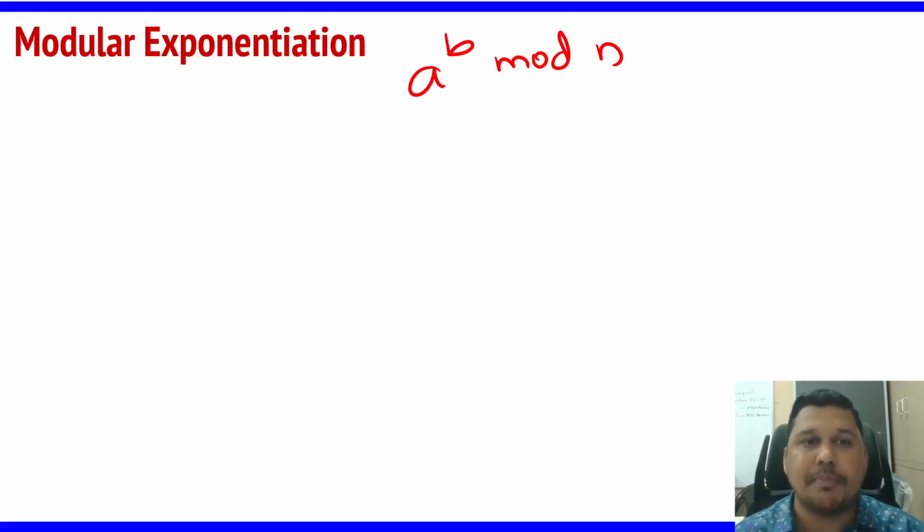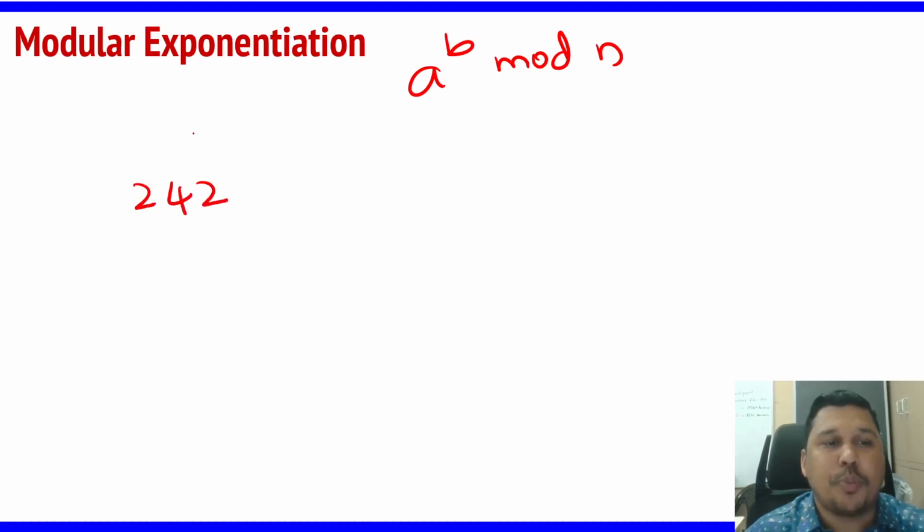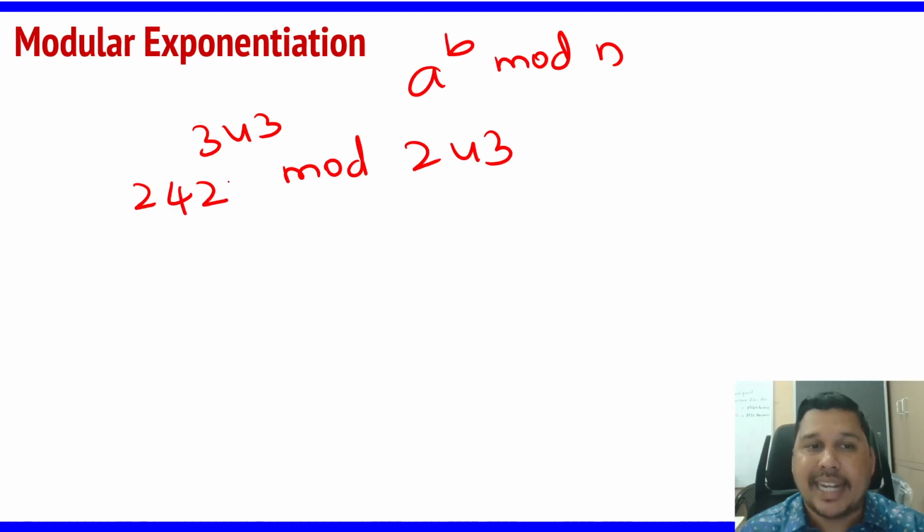Let's see the next concept, modular exponentiation. Very important concept, modular exponentiation. If you want to find out a power b mod n value, for example, 242 power 343 mod 243, it actually means you compute 242 power 343, the large value, then divide that value by 243 and find out the remainder.